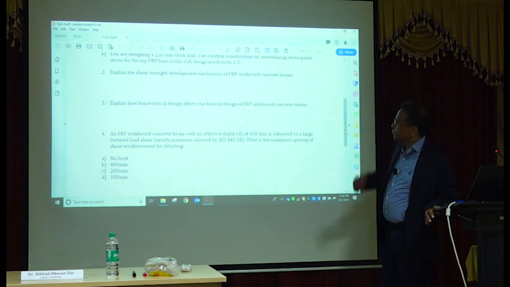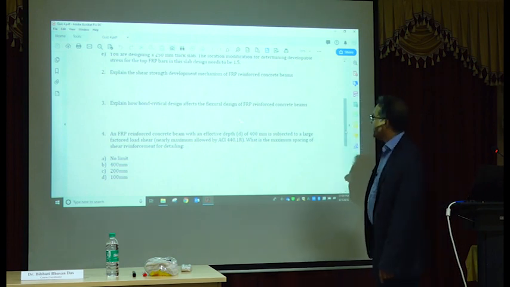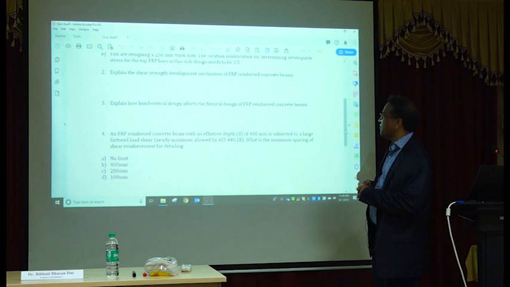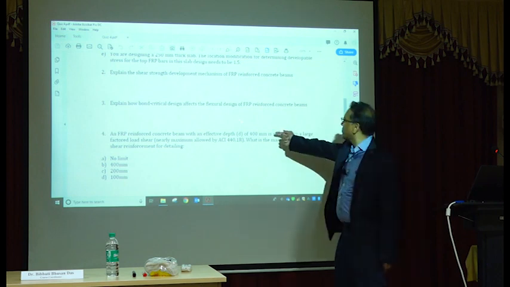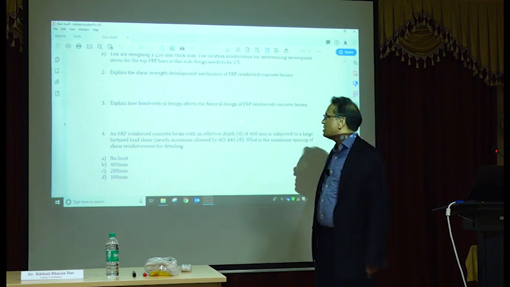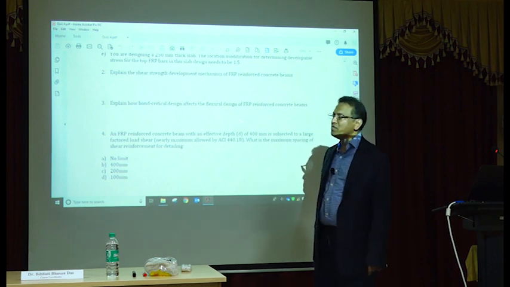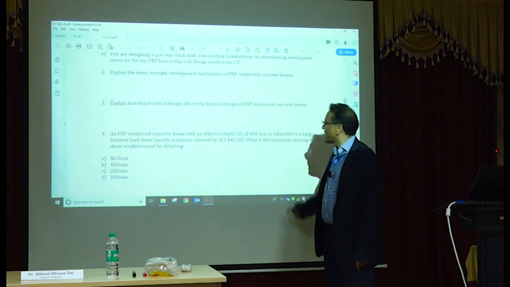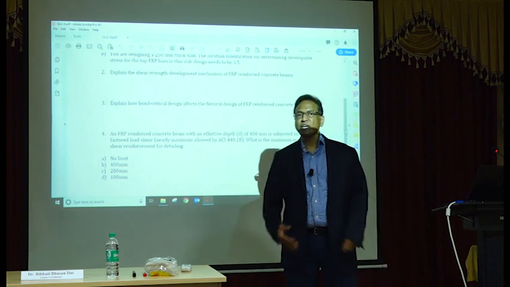Now what is the effective depth of a beam? The FRP reinforced concrete beam is 400 millimeter. It's subjected to large shear close to the maximum allowed shear. So what is the maximum spacing of the shear reinforcement for detailing?